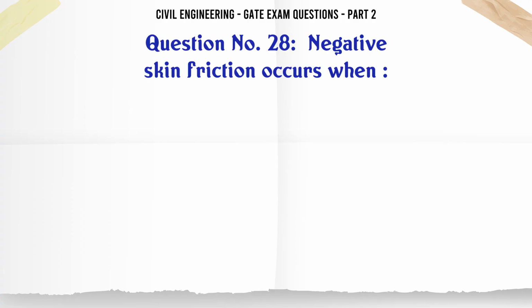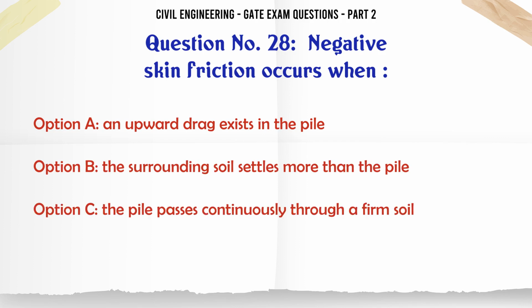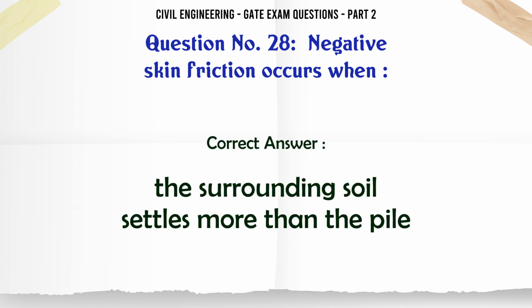Negative skin friction occurs when: A. An upward drag exists in the pile. B. The surrounding soil settles more than the pile. C. The pile passes continuously through a firm soil. D. The driving operation begins. The correct answer is the surrounding soil settles more than the pile.